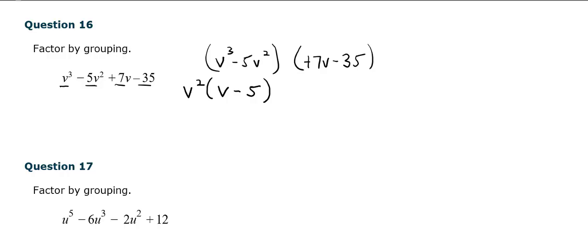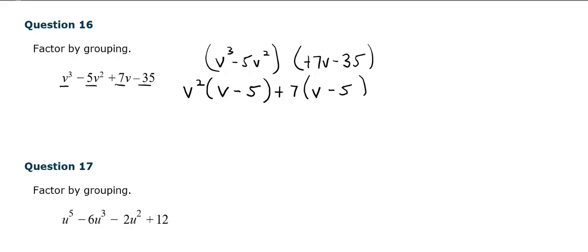In the next group, I look for the common factor of 7 and 35. And that's going to be a 7. So I write my positive 7 here. And I'm dividing positive 7 out of each one. So 7v divided by 7 is v. And negative 35 divided by positive 7 is negative 5.